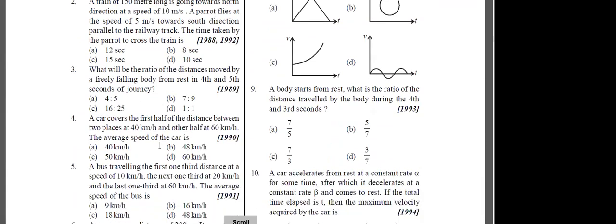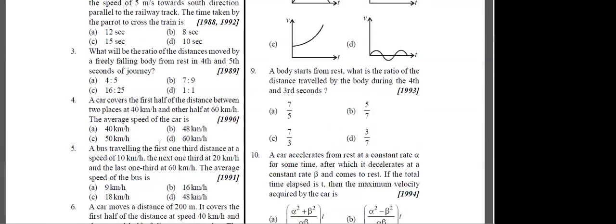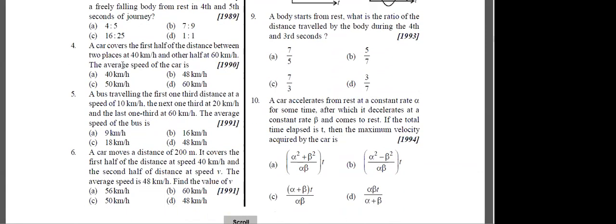Next. What will be the ratio of the distance moved by a freely falling object from rest in the fourth and fifth seconds? Now, these kinds of questions we have solved in class 9. A car covers the first half, again 9th average speed, same concept that we used in 9th. The bus traveling the first 1/3 distance, next 1/3, same average speed.